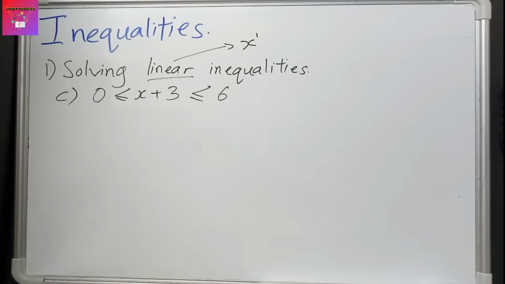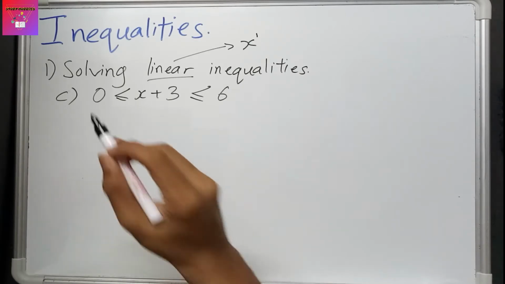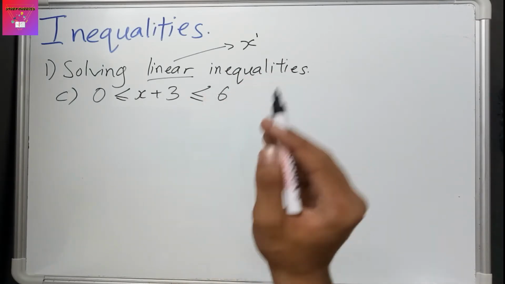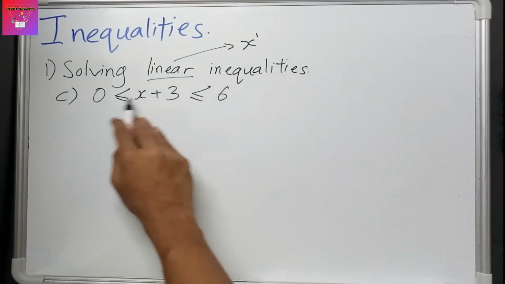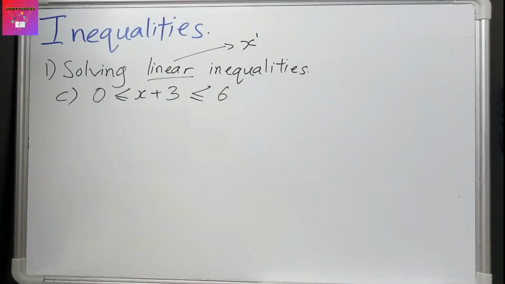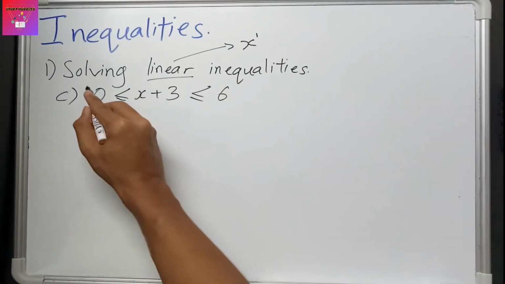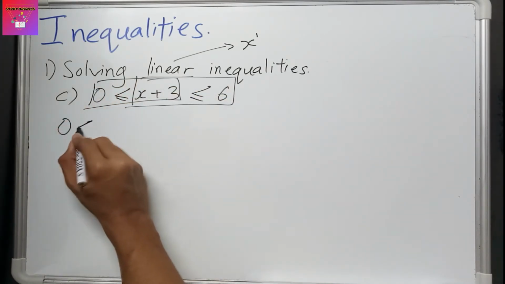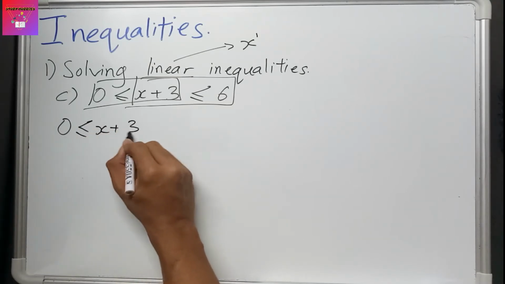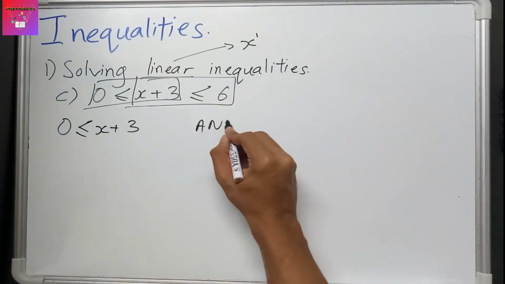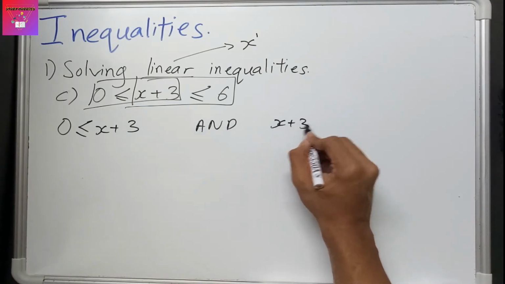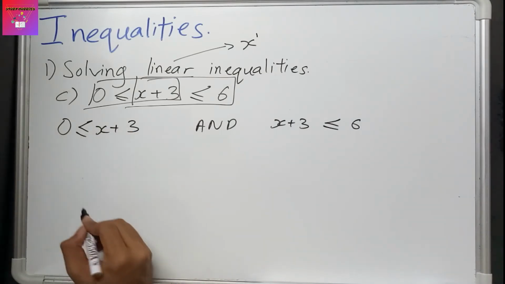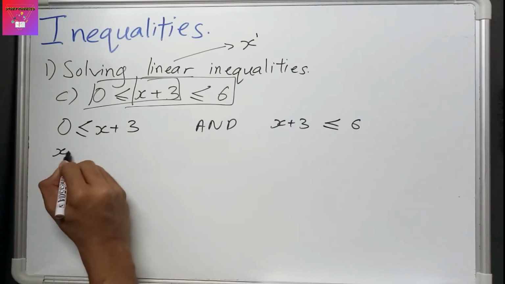Now let's take a look at the third example of linear inequality. 0 is lesser than or equal to x plus 3, and x plus 3 is lesser than or equal to 6. If you notice, there are two inequalities in one question, so how do we solve it? First step, you are going to split into two individual parts, which is 0 is lesser than or equal to x plus 3 and x plus 3 is lesser than or equal to 6. We'll solve this equation first. I'll bring everything to the left hand side.